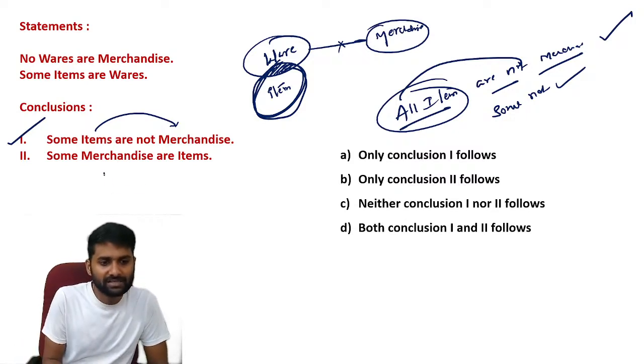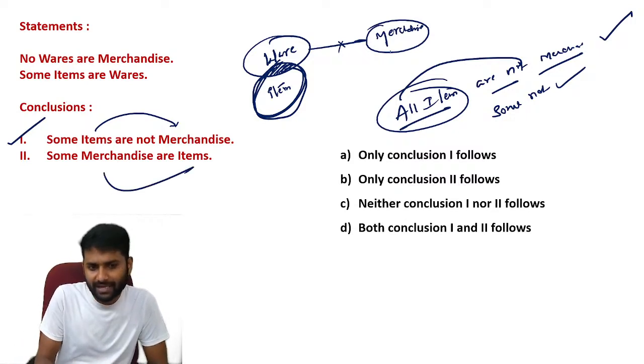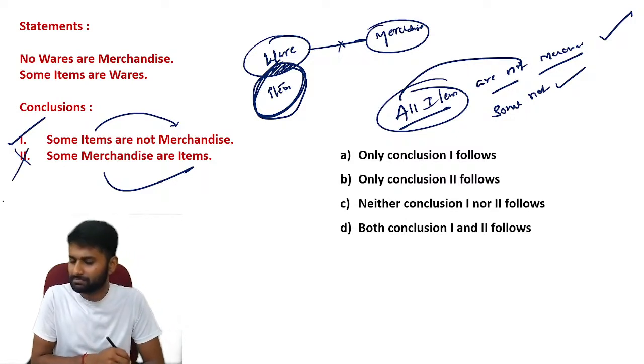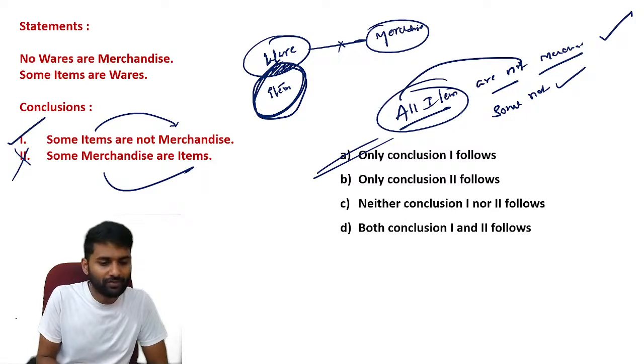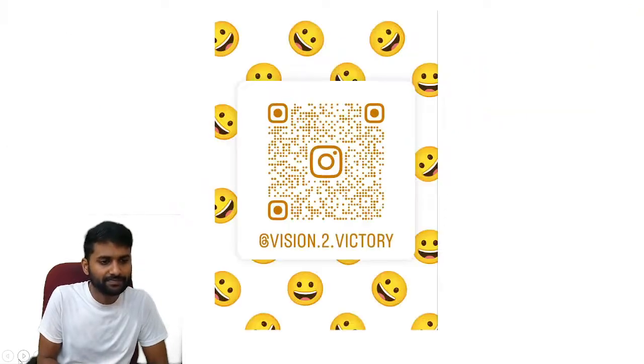Let's check with the second one. Some merchandise are items. See, you can't see any direct relation among those two circles. That's why if you can't see the relation, it's invalid. Conclusion one follows. Very good, Nanarshita.